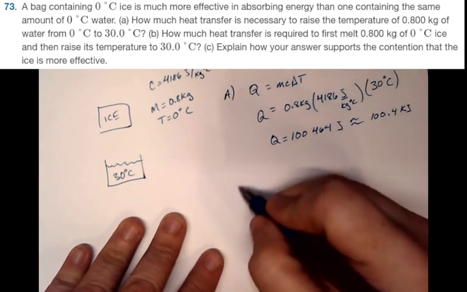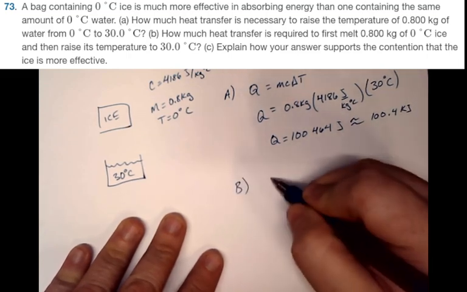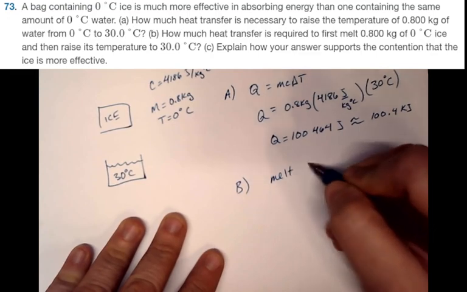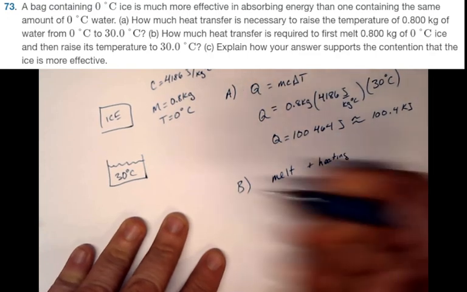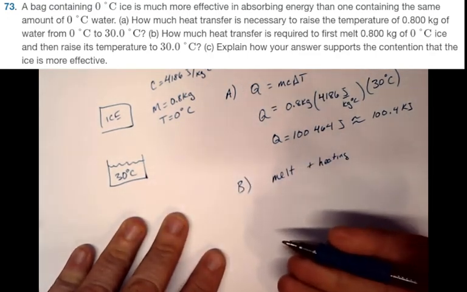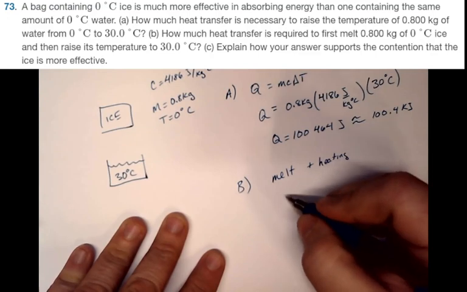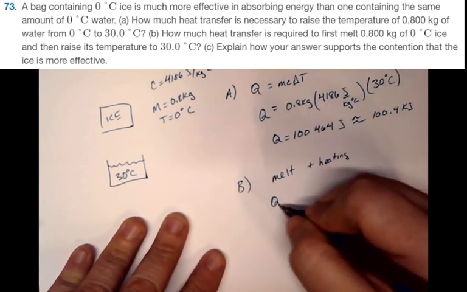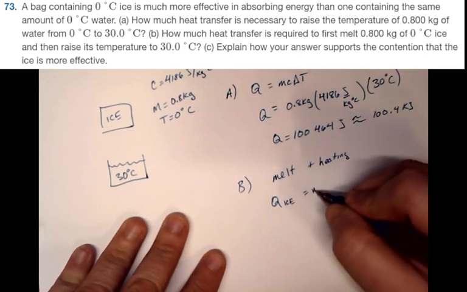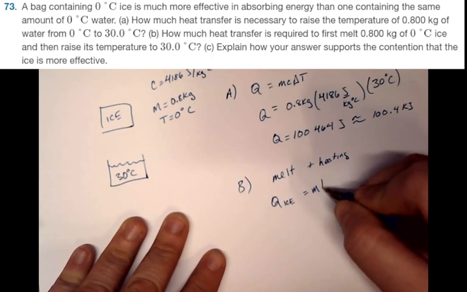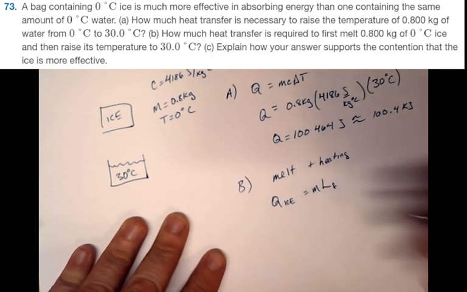All right. So for part B, we're melting plus heating. So we start with ice, and then we go to water. So we have to do that in 2 steps. So for the ice, it's going to be the mass times the latent heat of fusion. We have to look that up.